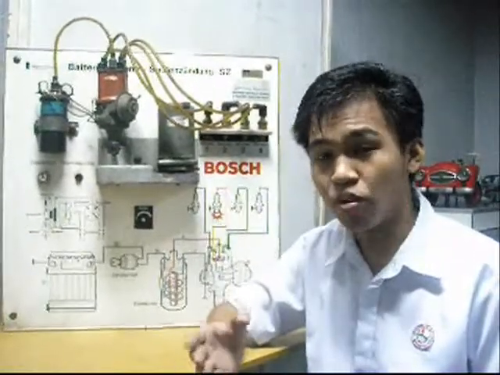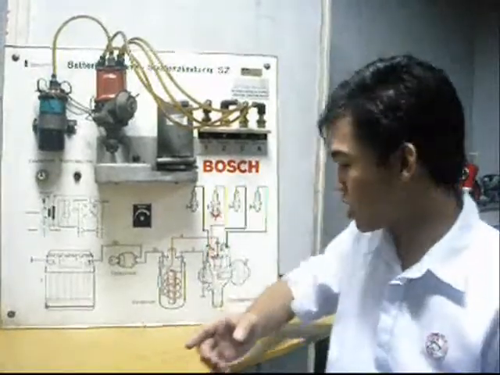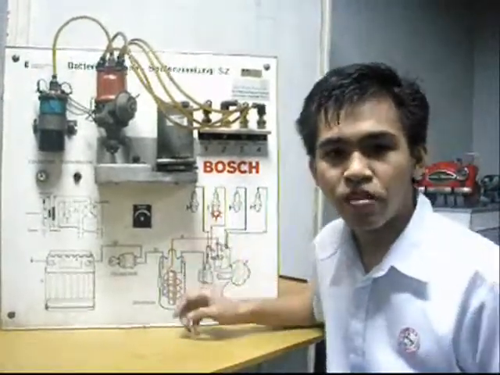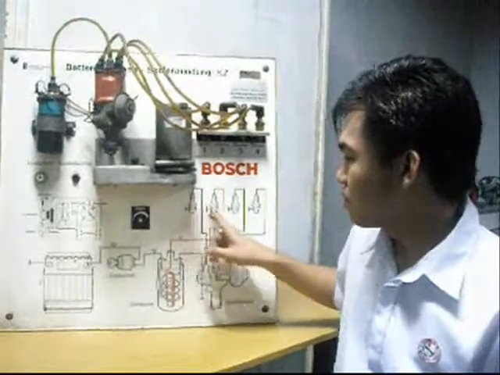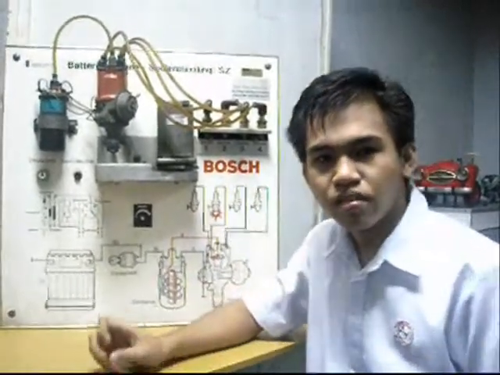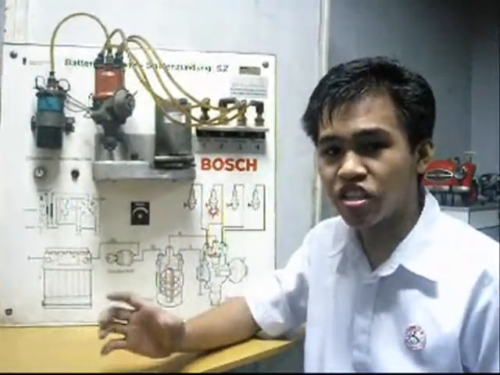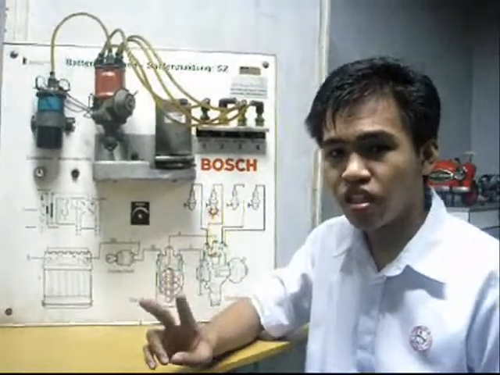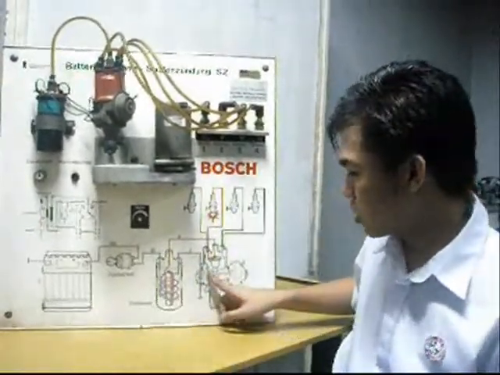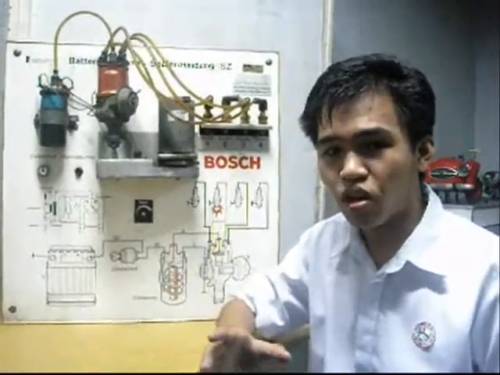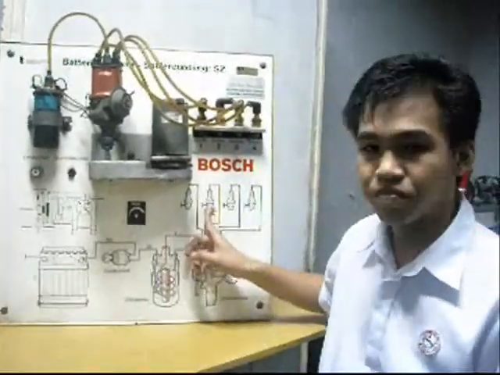The distributor is a separate and self-contained component within the ignition system. It performs the following functions. The first function is to distribute the ignition pulses to the engine spark plugs in a defined sequence. The second one is to trigger the ignition pulses. And the third one, it adjusts the ignition timing with the spark advance mechanism.